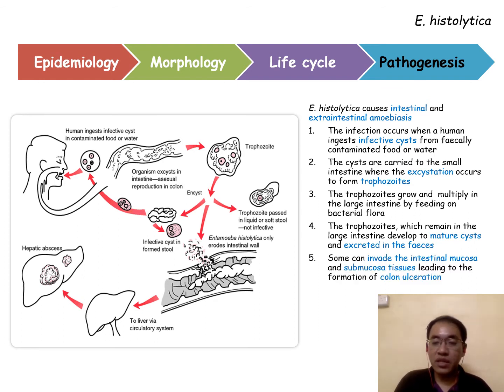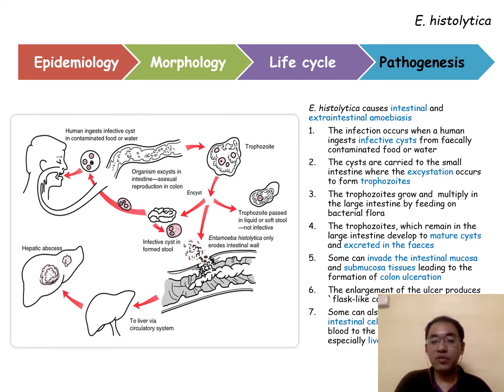Some trophozoites are more invasive or virulent. They can invade the intestinal mucosa or submucosal tissue, leading to the formation of colon ulceration. The enlargement of the ulcer produces flask-like colonic ulcers. Some can also break through the wall and go into the bloodstream. Following the bloodstream, the trophozoites can reach the liver and cause disease localized in the liver.